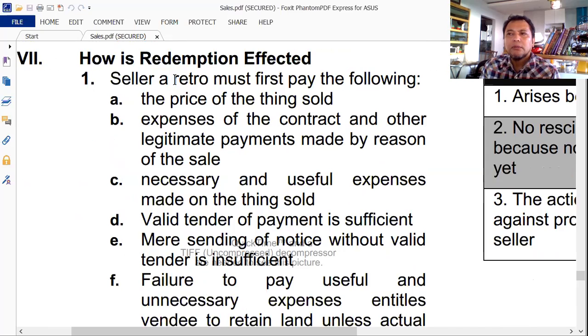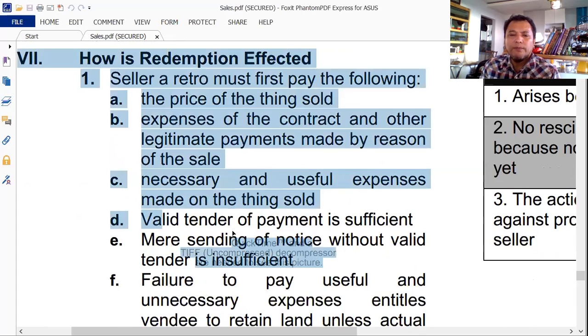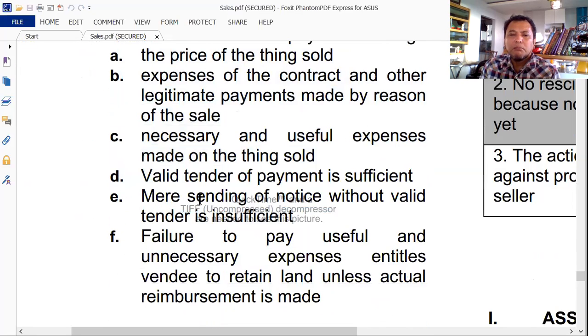The seller must pay the price of the thing sold, expenses of the contract, other legitimate payments by reason of the sale, and necessary and useful expenses made on the thing sold. A valid tender of payment is sufficient; mere sending of notice without valid tender is insufficient. So notice plus payment, no? Failure to pay useful and necessary expenses entitles the vendee or the buyer to retain the land unless actual reimbursement is made.